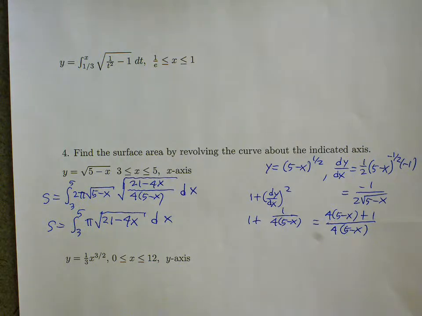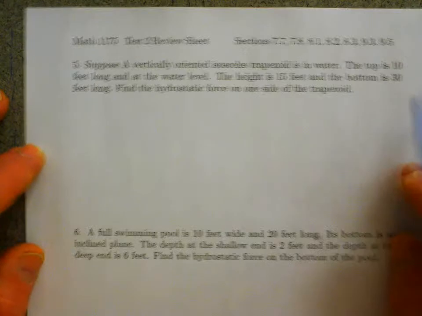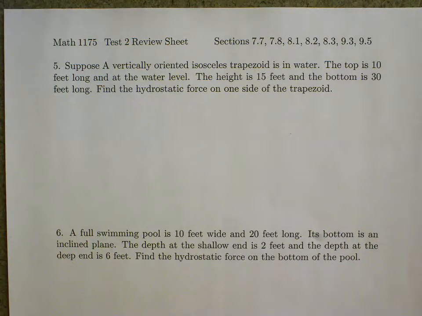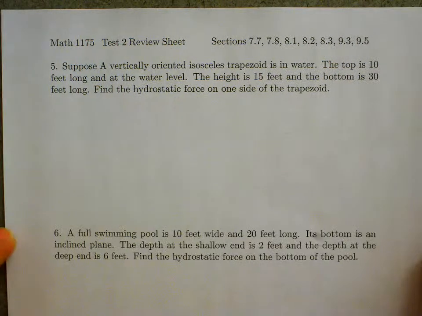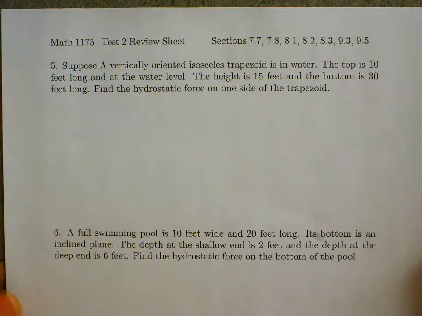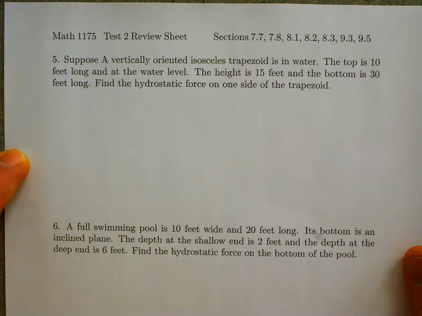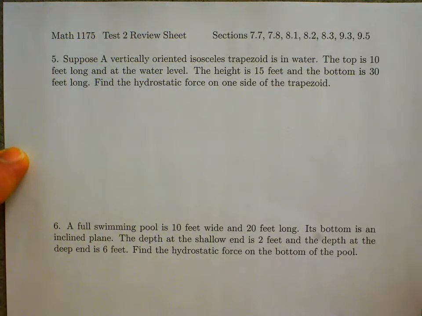Okay. So let's move on to the next page. Suppose a vertically oriented isosceles trapezoid is in water. The top is 10 feet long, and at the water level, the height is 15 feet, and the bottom is 30 feet long. Find the hydrostatic force on one side of the trapezoid.